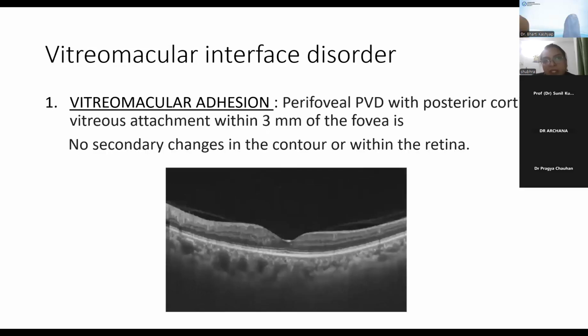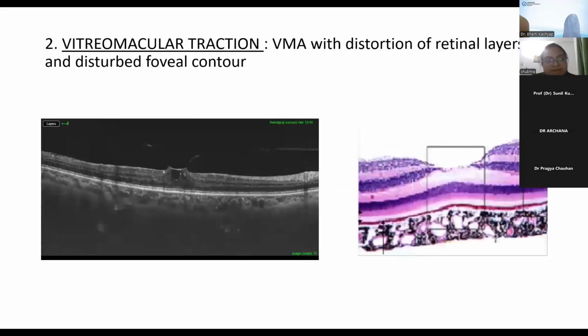This is what I was talking about. Any vitreomacular interface disorder, it can be an adhesion. That means there is a perifoveal PVD with posterior cortical vitreous attachment within 3 mm of the fovea. However, there are no secondary changes in the contour or within the retina, meaning to say that the foveal contour is maintained and the retina looks more or less normal.